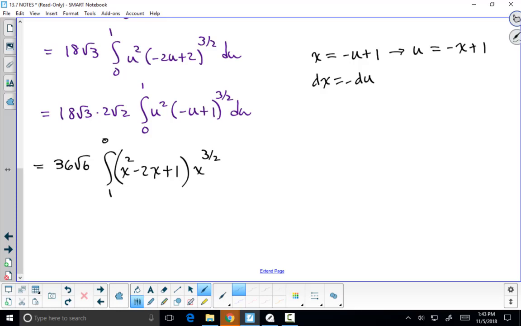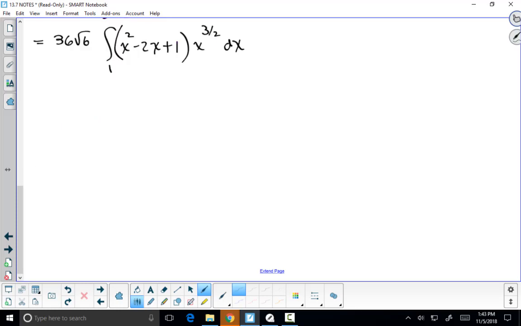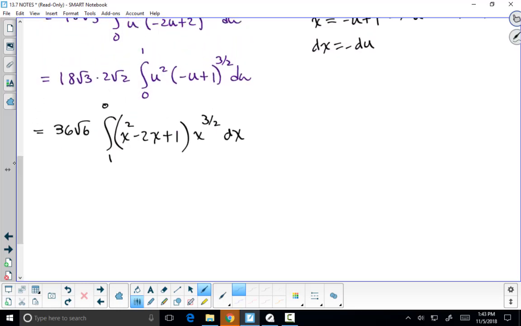Here's the part I messed up. Wait, okay, hold on. Isn't there a negative? Yes, there is a negative. Let's put that there, because du is negative dx. In my mind, I was thinking we'll just switch these two. Can you do that too? Yeah, we could also switch these and make that a positive.